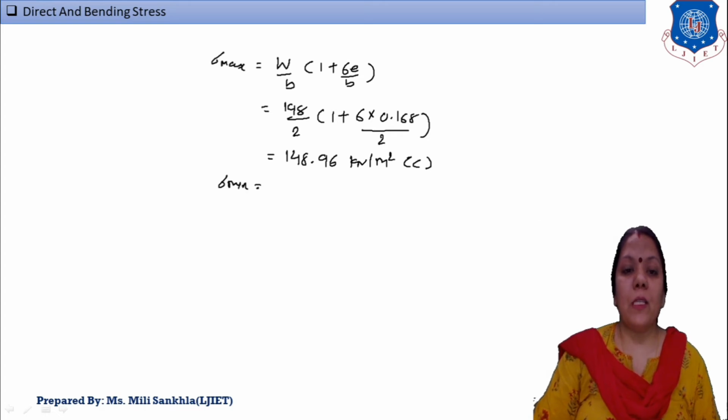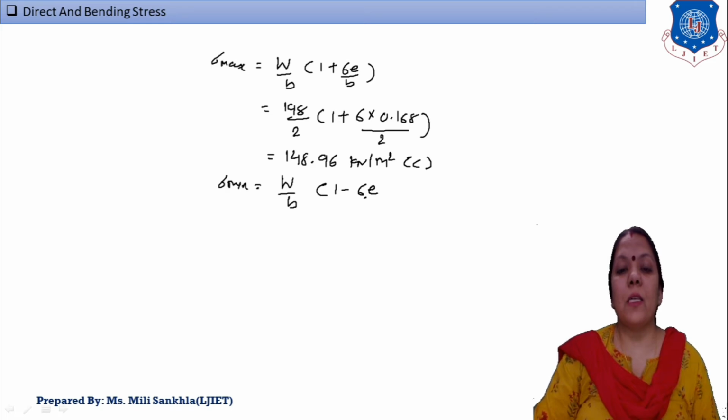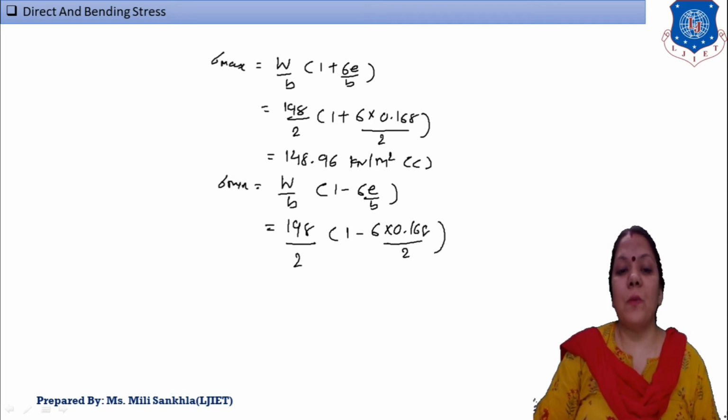Sigma minimum is equal to W by B into (1 minus 6E by B). Here capital W, our weight of wall, is 198, B is equal to 2, so 198 divided by 2 into (1 minus 6 into 0.168 divided by 2). My answer for sigma minimum is equal to 49.04 kilonewton per meter square, that is C.